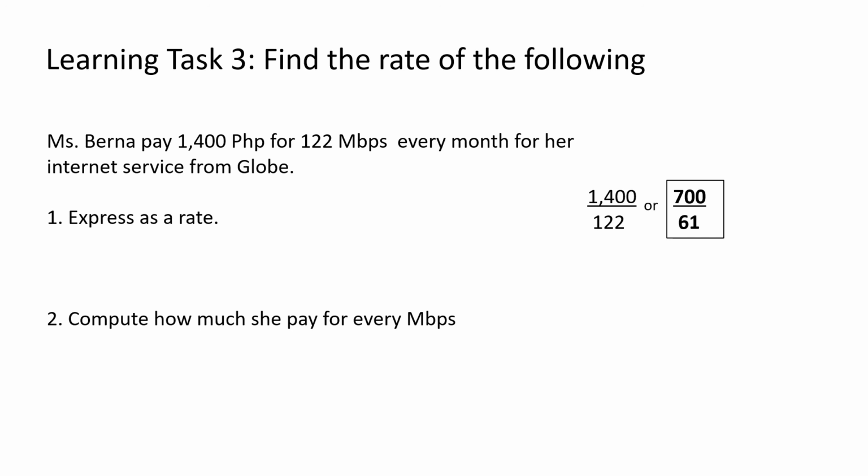Now, to compute for per Mbps, magkano yung babayaran ni Miss Berna? So, we have to divide 700 divided by 61. It will give you 11.47 per Mbps. So, ito yung binabayaran niya. Kada Mbps pala, nagbabayad siya ng 11.47. And that's all for today.